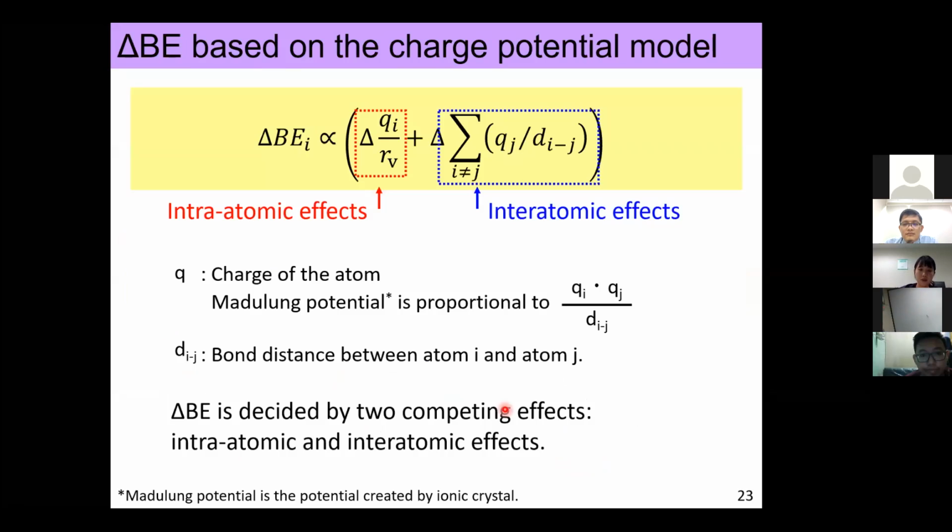The difference of binding energy between metal state and oxide state exhibited by atom i can be written by this equation. So this consists of intra-atomic and interatomic effects. Here, Q is the charge of the atom. Dij is the bond distance between atom i and atom j. This equation clearly indicates that delta BE is decided by two competing effects.